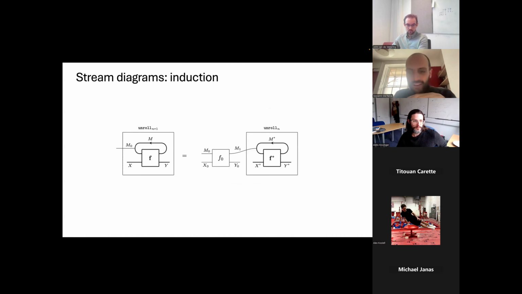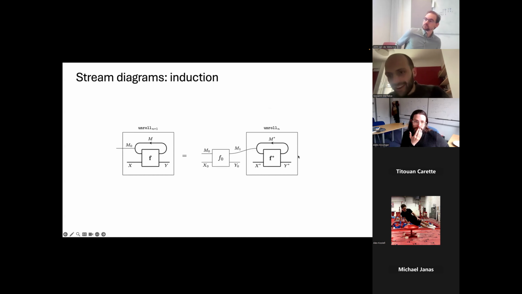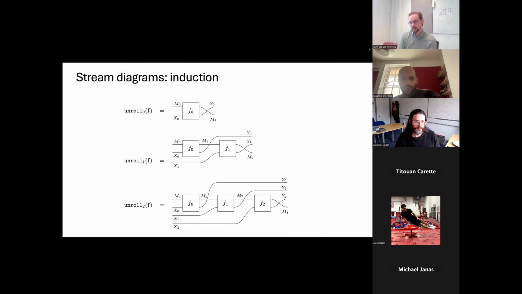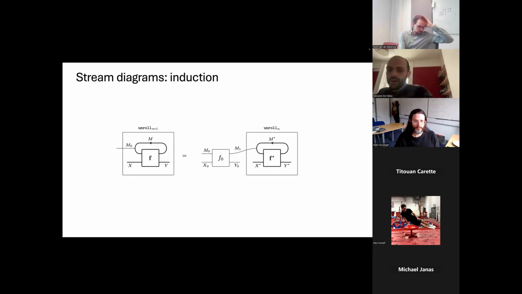So I can give an inductive definition of this. Say that the unroll n plus 1 of a stream is just the unroll n of a stream composed like this, plus some swaps, which I'm not drawing here. So I guess this y0 will have to go, just like there were all these swaps in these diagrams, you should reorder the outputs, but this has all the data that you need.